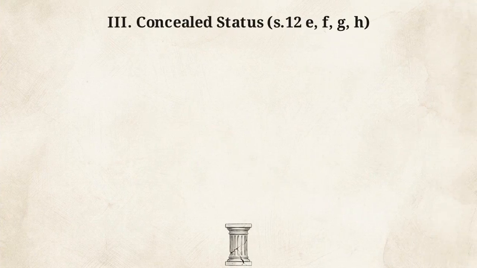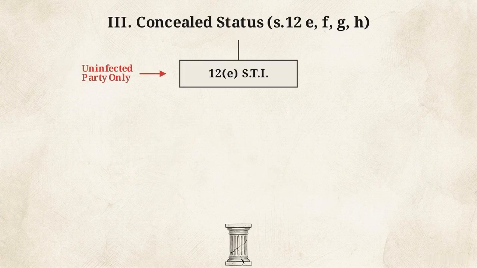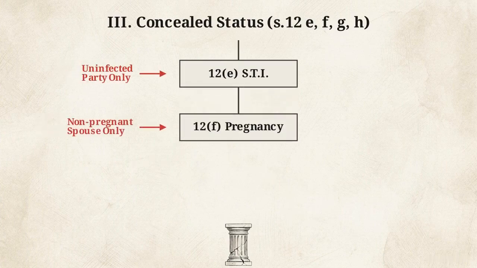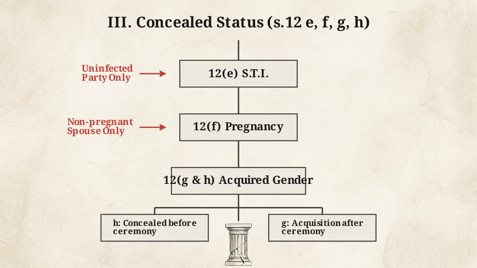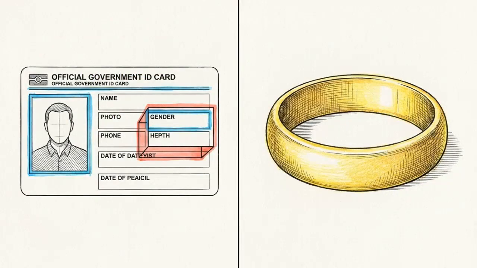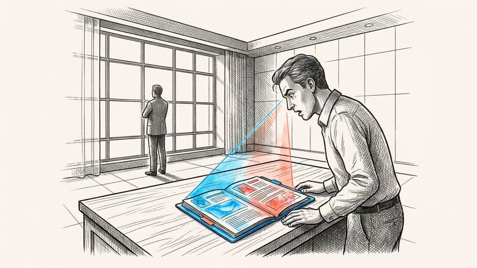The final pillar is concealed status, dealing with hidden realities at the ceremony. 12E covers STIs, where only the uninfected party applies. 12F covers a respondent pregnant by someone else, only the non-pregnant spouse applies. Finally, 12G and H address acquired gender. Under 12H, a marriage is voidable if one party acquired a new gender prior to the ceremony and the other party had no knowledge of it.